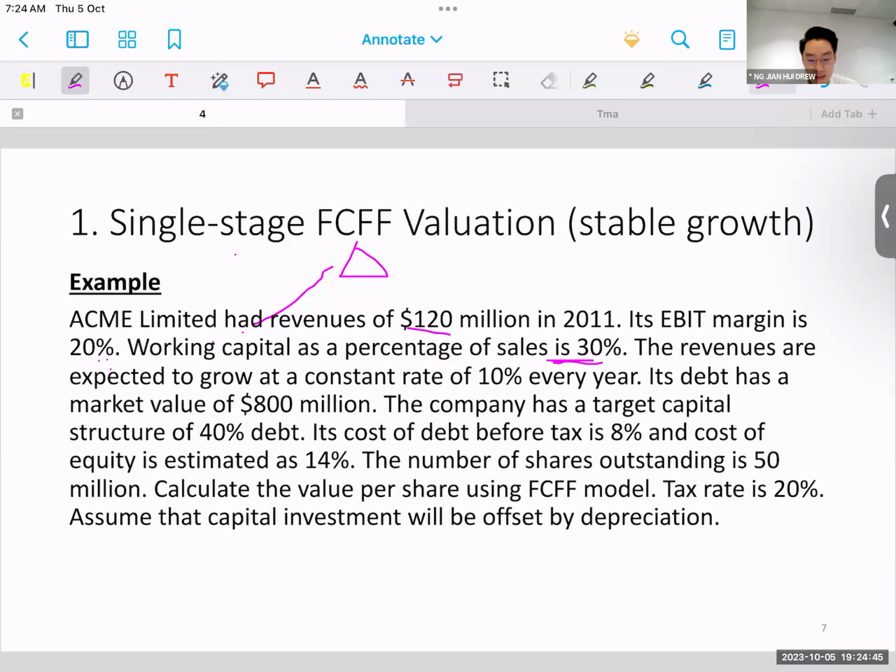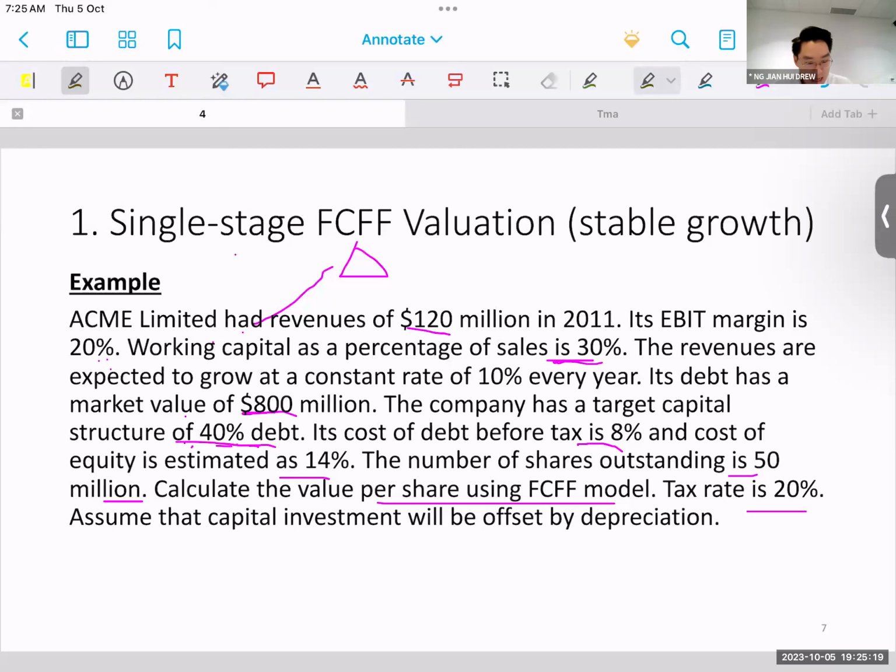It has a debt market value of 800 million. Okay, fine. We are given the market value already. The company has a target capital structure of 40% debt. Cost of debt is 8%, cost of equity is 14%, number of shares outstanding is 50 million. All right. Calculate the value of the share using the FCFF model. Tax rate is 20% here.